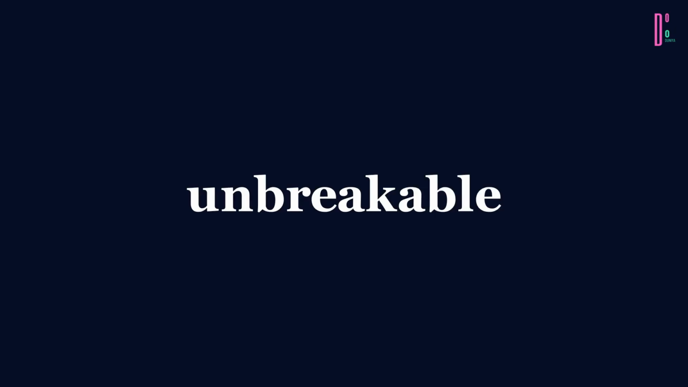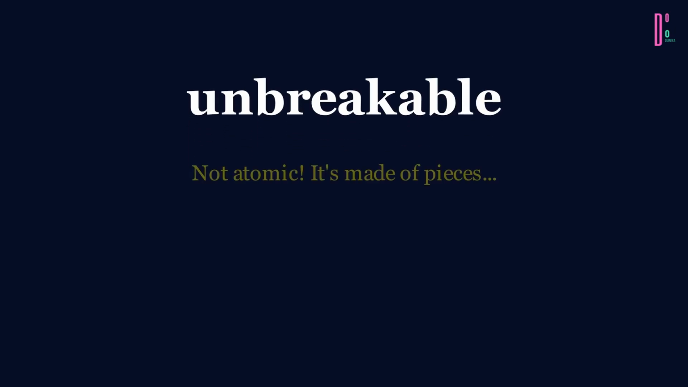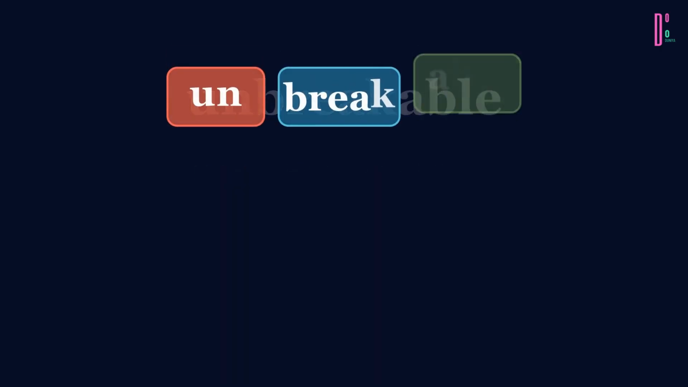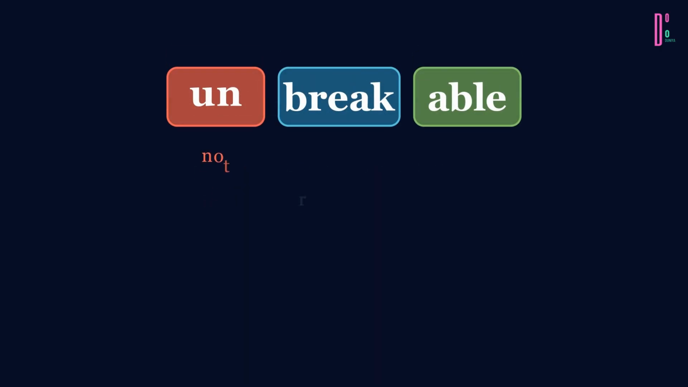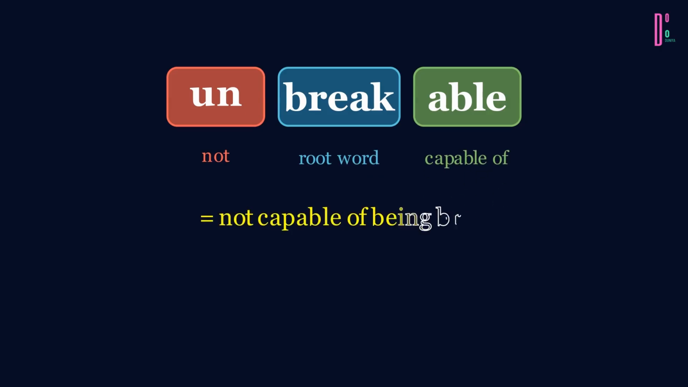Take the word unbreakable. It's not atomic. It's built from 3 pieces. A prefix meaning not, the root break, and a suffix meaning capable of. Put them together: not capable of being broken. These building blocks are called morphemes, the smallest units of meaning.